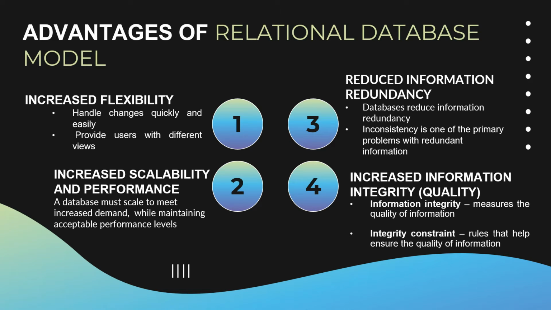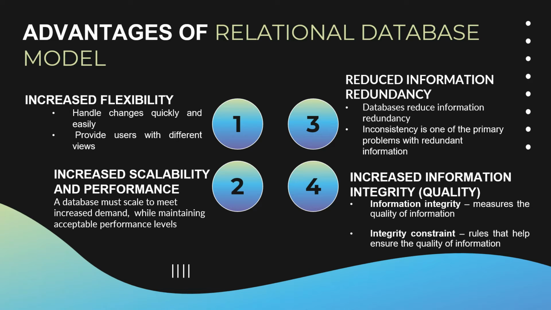Other than that, it can also increase scalability and performance. Scalability here refers to how well a system can adapt to increased demands, while performance measures how quickly a system can perform a certain process or transaction. Moreover, it helps to reduce information redundancy. Redundancy here refers to the duplication of information or storing the same information in multiple places. If you want to know, one of the primary problems is inconsistency with redundant information.